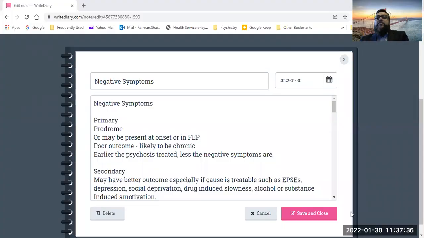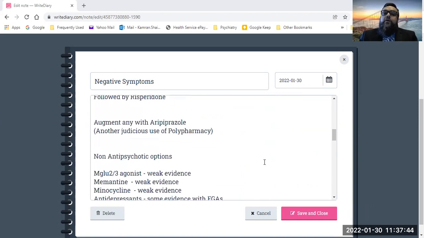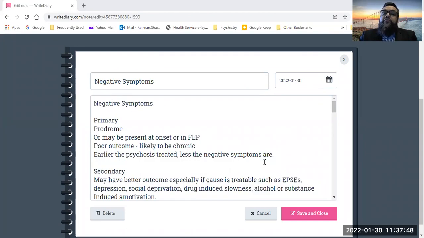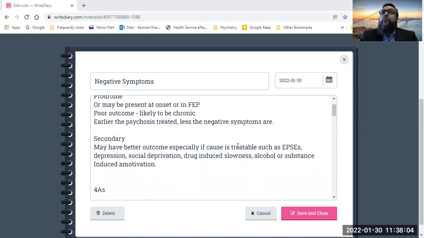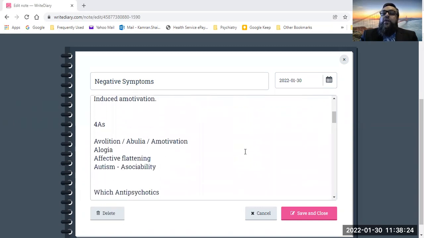Today we covered negative symptoms, and in the next session we covered the monitoring of antipsychotics especially. The negative symptoms we covered today were primary, which happen from the beginning of the illness or in a prodrome, and secondary, which happen over the course of time and may be due to depression, extrapyramidal side effects, alcohol or substance misuse, or social deprivation, etc.